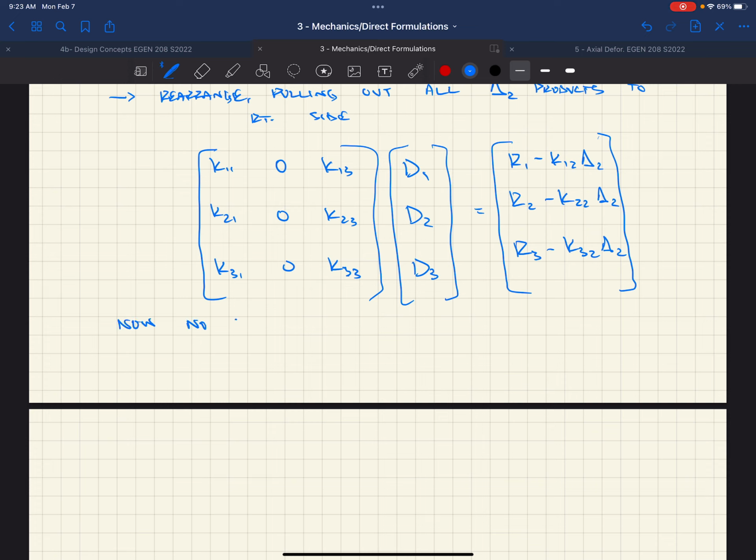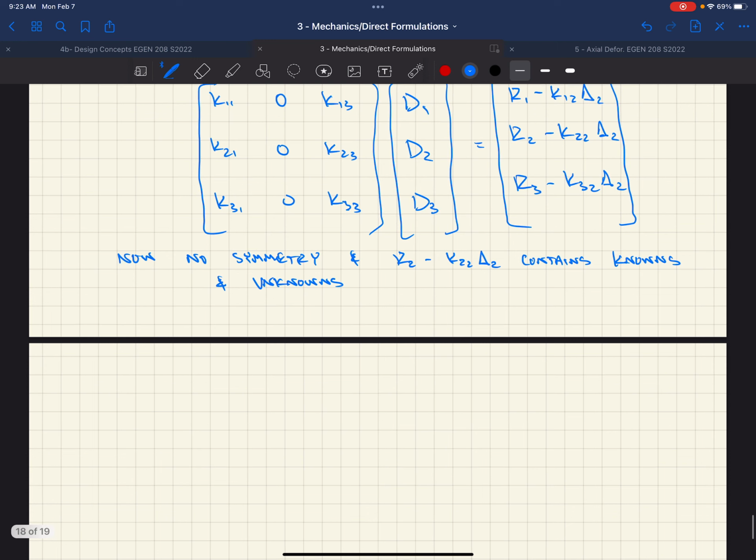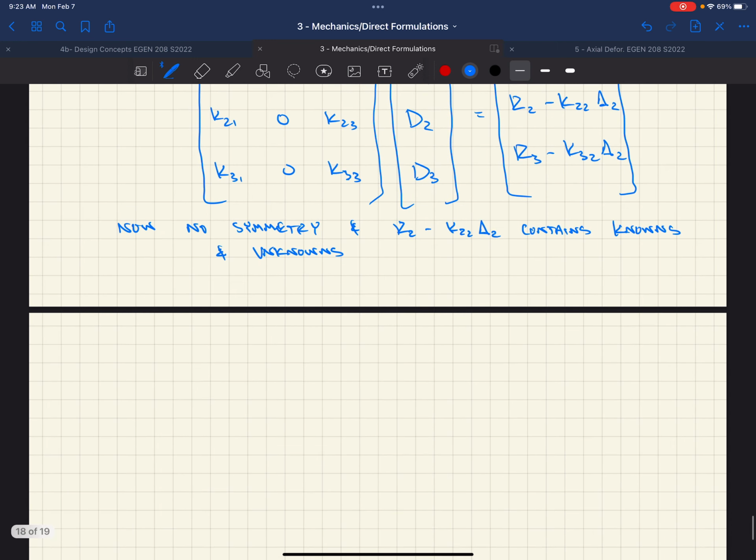So now we have no symmetry. And R2 minus K22 delta 2 contains knowns and unknowns, right? The knowns being delta 2, the unknowns being R2. And we really want displacements equal to the inverse of our stiffness matrix times the force vector.